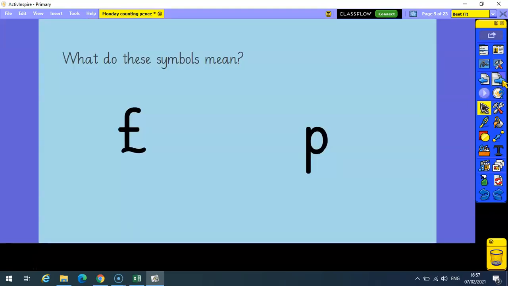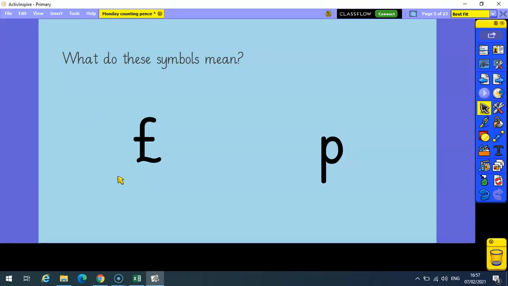What do these symbols mean? Have you seen these symbols before? Can you tell anybody what you know? Okay, so in English money, we have pounds and pence. We call English money sterling. This is the pounds symbol, and this is the pence symbol.